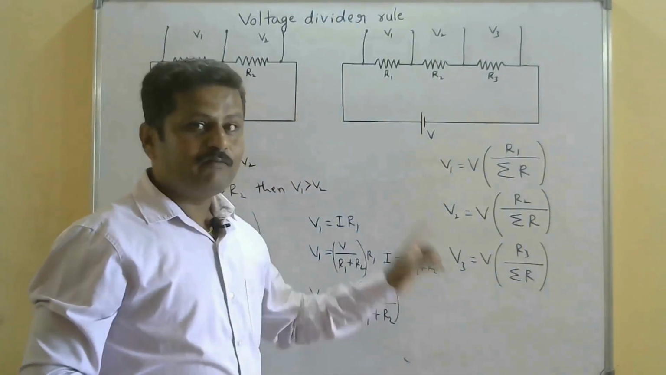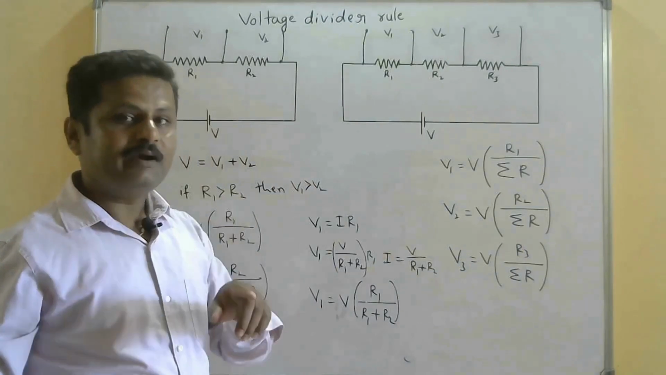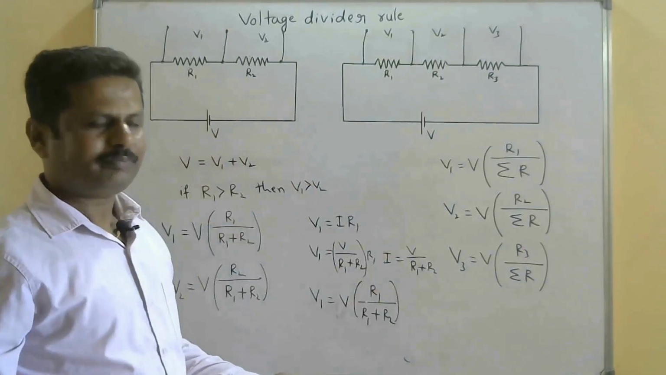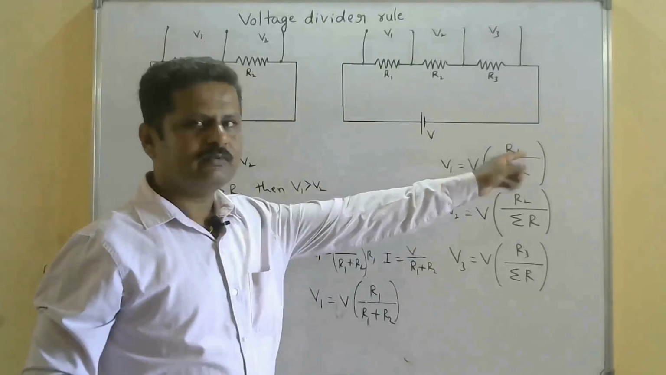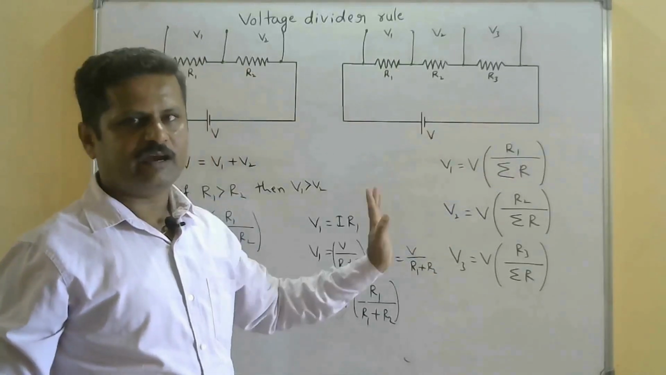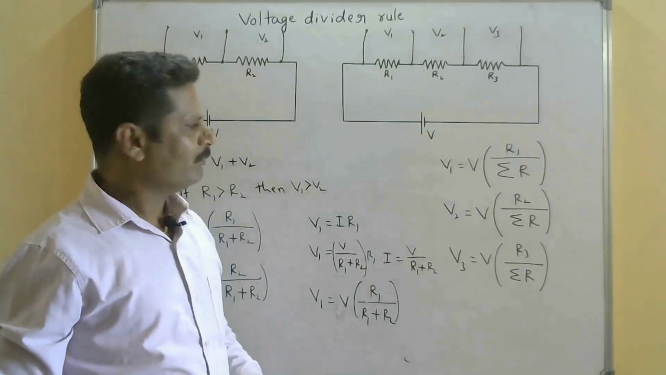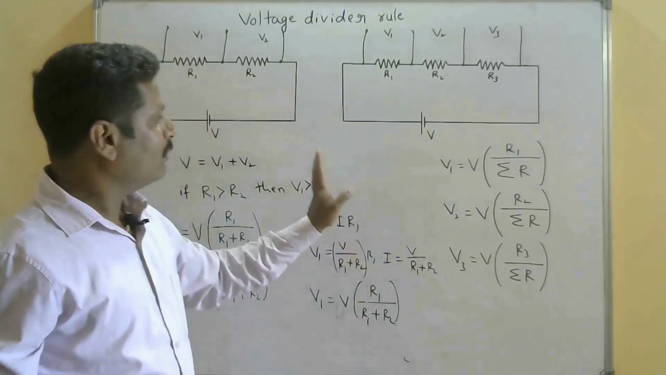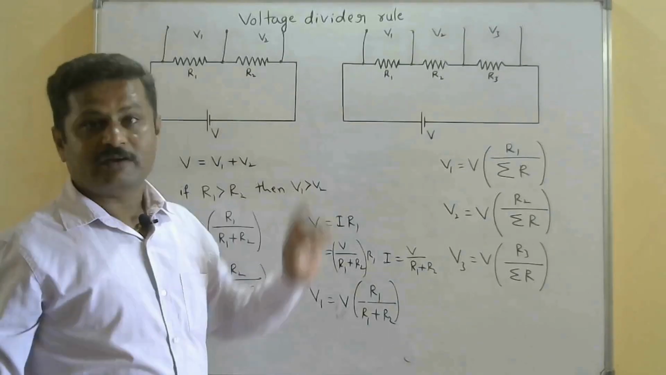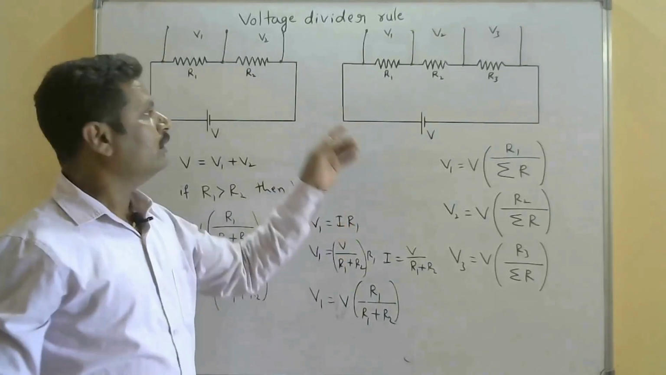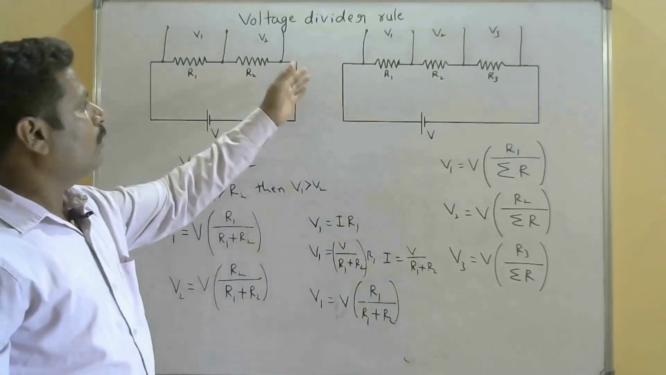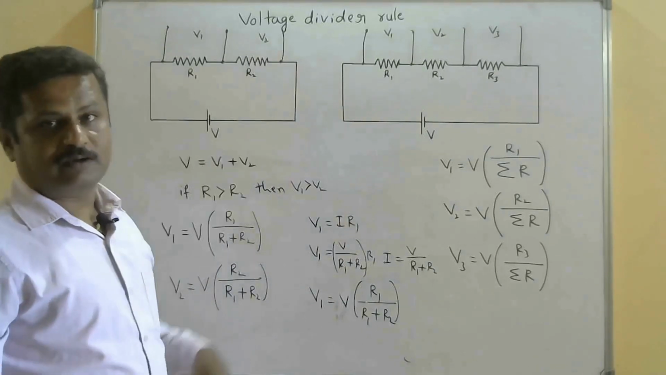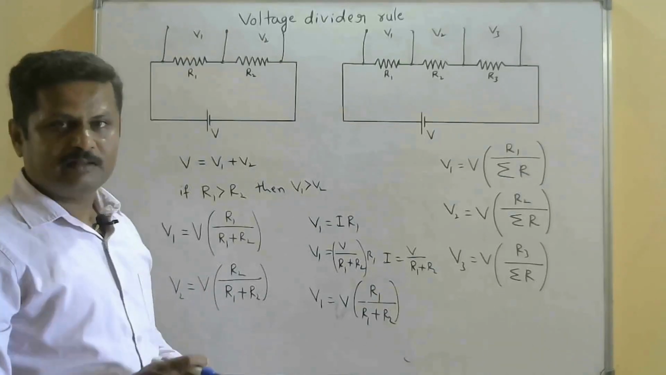The voltage drop across any resistor depends directly on its own resistance. If it has more resistance, then the larger the share of voltage it gets. That is the thing you have to keep in mind. And this is applicable only for series circuits. It works on series circuits only. It is not applicable for parallel circuits.